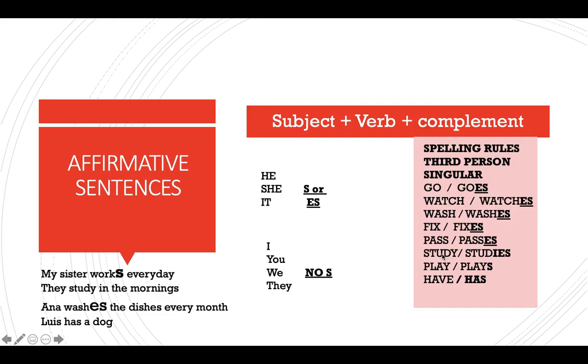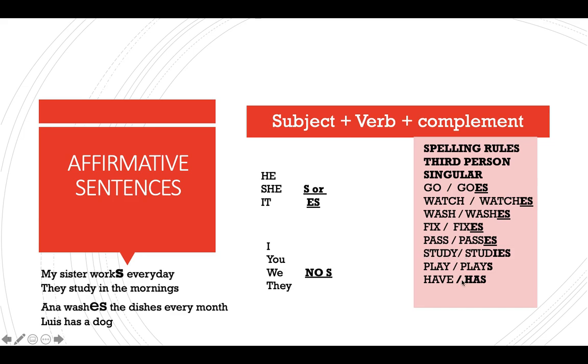Here I have the spelling rules. These are the spelling rules in the third person singular. What is the third person singular? He, she, or it. This is the third person singular, okay? So here we have the spelling rules in the third person singular. If you have these endings, like for example O, CH, SH, X, SS, you have to include ES with the third person singular, like washes, goes, watches, fixes, passes.